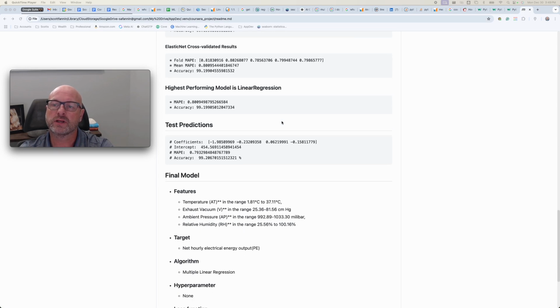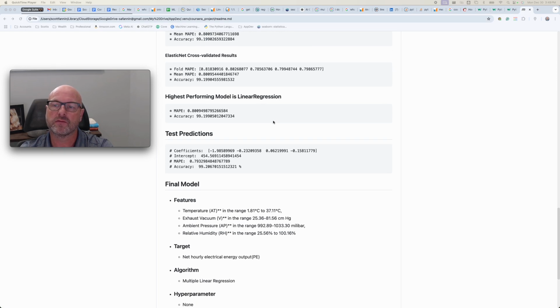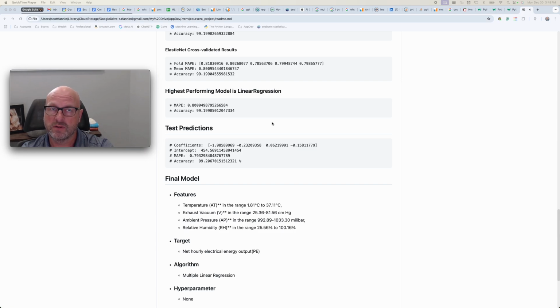When I ran this on my test predictions, you can see the coefficients that we got for each of our independent variables and our features. Then there's the intercept as well, the intercept along the line itself on the model. And then the MAPE is 0.7932 and the accuracy is 99.20670.